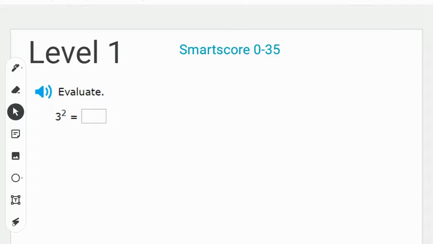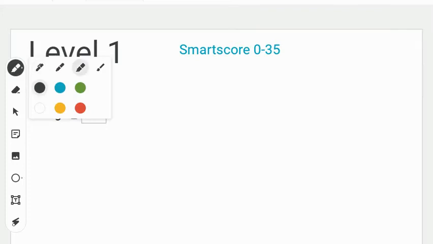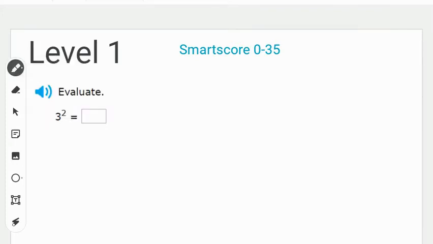Today we're looking at section 1.2.2, evaluate exponents. Last time in 1.2.1 we were looking at writing exponents and understanding them. So here we're actually going to calculate it.